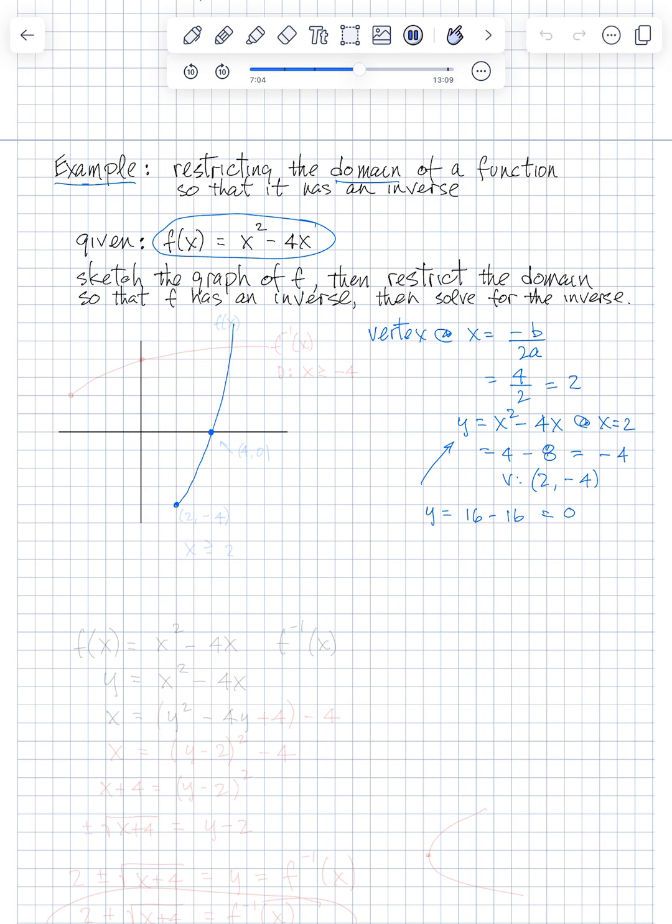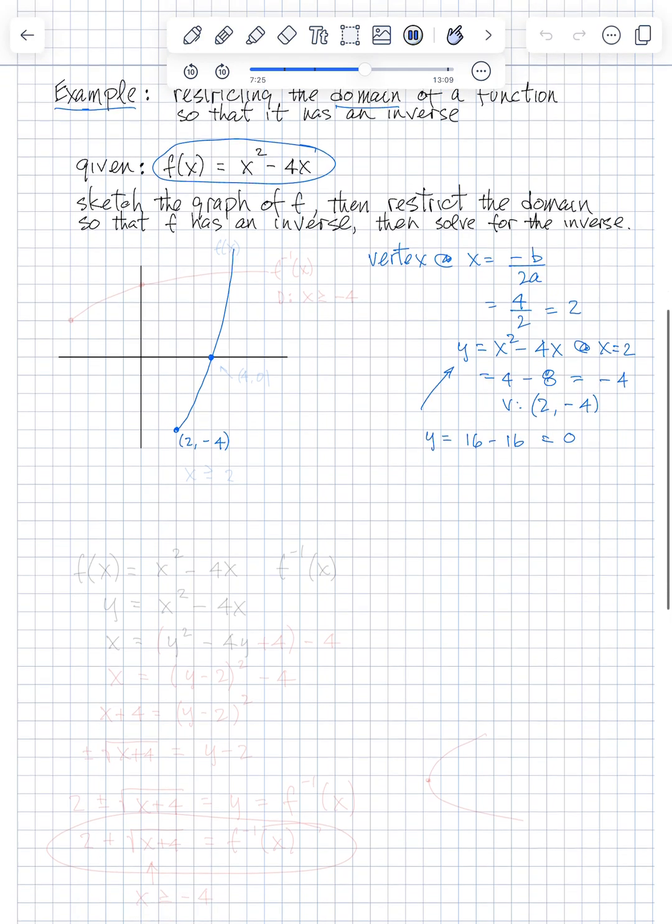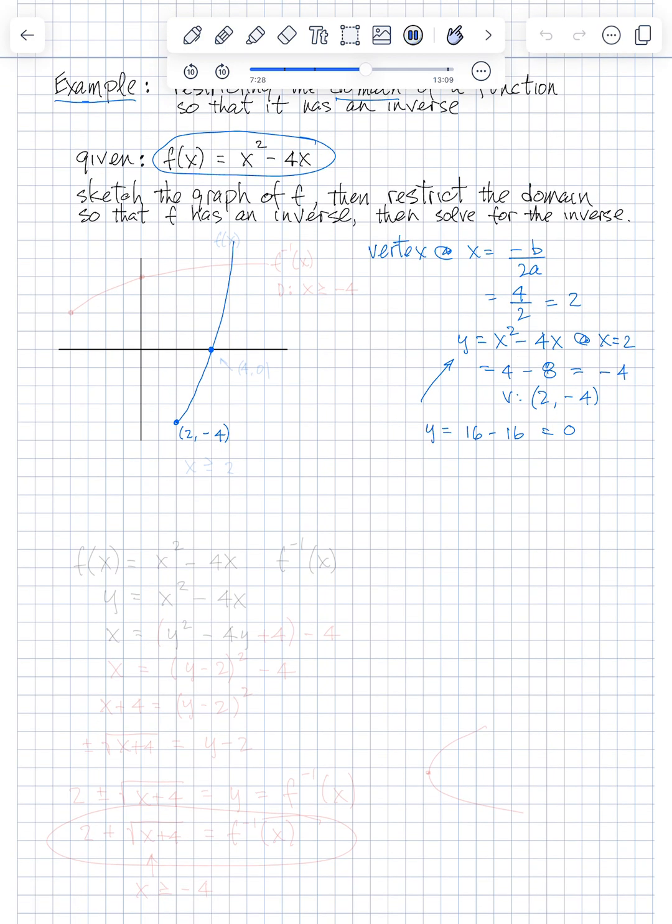Okay, now we need to find the inverse. So this is, just put in this point here, 2, negative 4. So we know that the inverse is going to be at negative 4, 2, because we're just switching the x and y values. So we know that the inverse is going to be negative 4, 2.